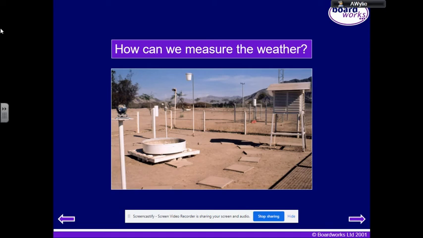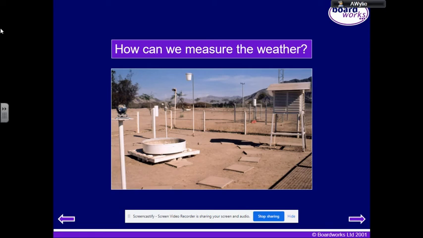I'm going to go through each of the different elements, six of them, and you should use this information to complete the assignment that I've set you. One final thing, and it's a rather important question: why do we actually record the weather? Why do we need to know about the elements of the weather and how we measure it?